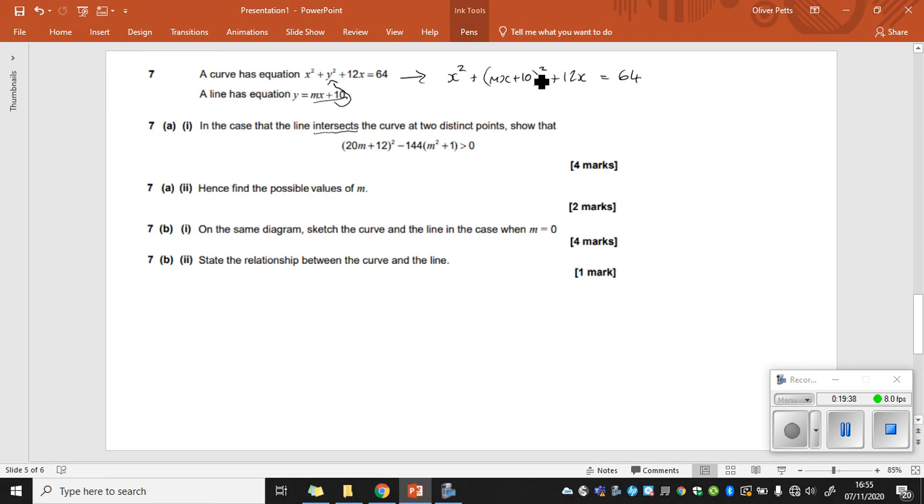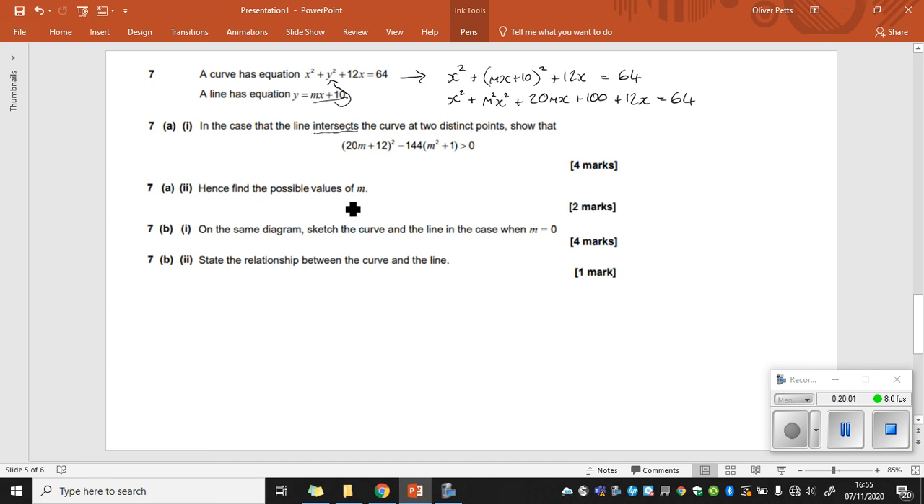Okay, let's tidy this up. And we're going to have, just be very careful, this is a double set of brackets we're expanding. We're going to have x squared plus m squared x squared plus 20mx plus 100. We've got our plus 12x on the outside, and we've got equals 64. Now, m is just a number.